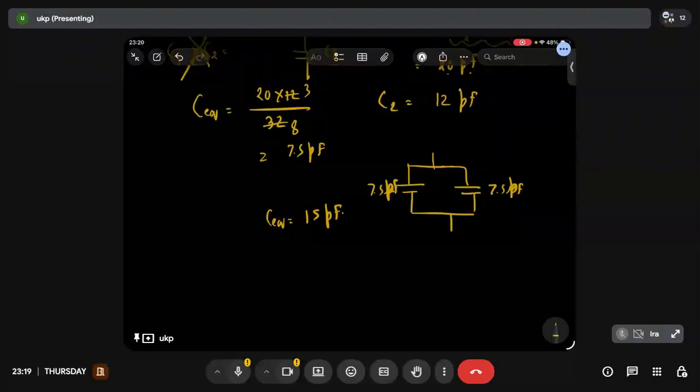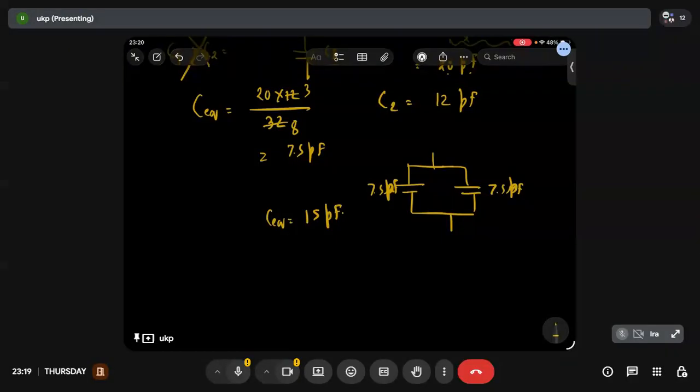Is it clear? Yes or no? Does it make sense? Can you move to the next problem? Is it clear, guys? If you have any slightest of doubt at any part, please do ask. Can you move to the next?